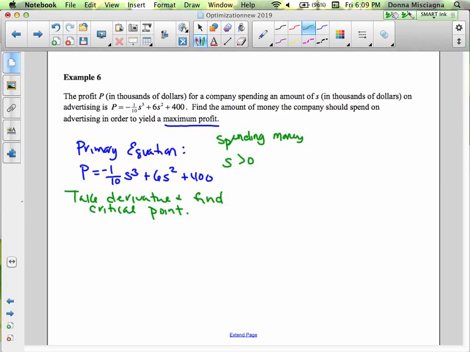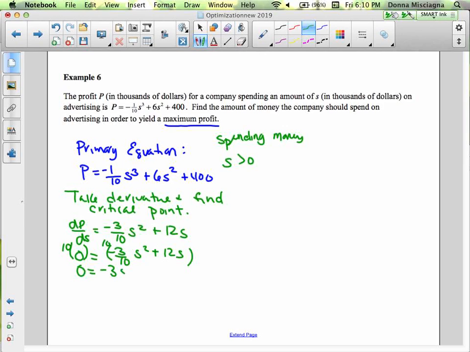All right, so we've got dP/dS equals, right? So the derivative of negative 1/10 S cubed would be negative 3/10 S squared. The derivative of 6S squared would be 12S, and the derivative of 400 is 0. So we're going to set that equal to 0: 0 equals negative 3/10 S squared plus 12S. Let's multiply everybody by 10 to get rid of the 10 in the denominator. So we have 0 equals negative 3S squared plus 120S.